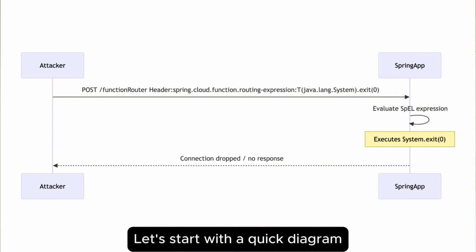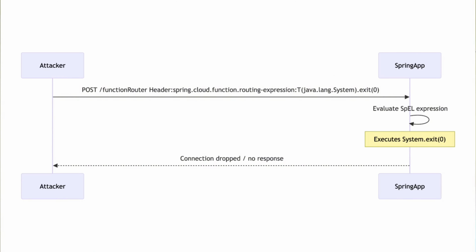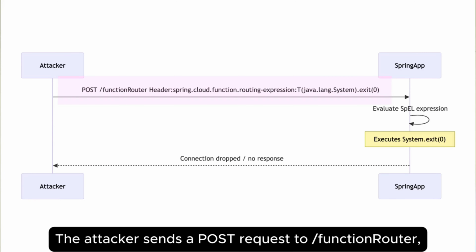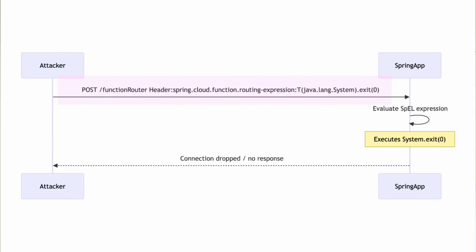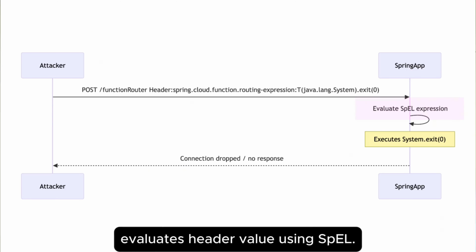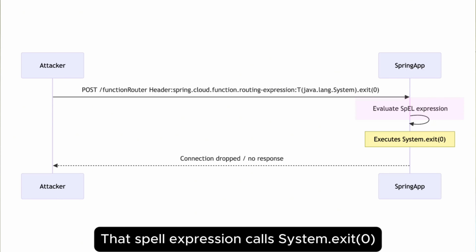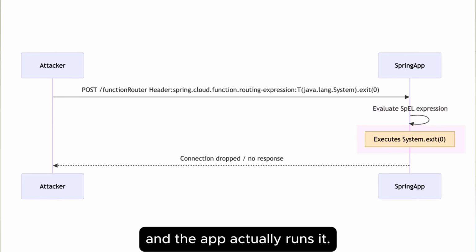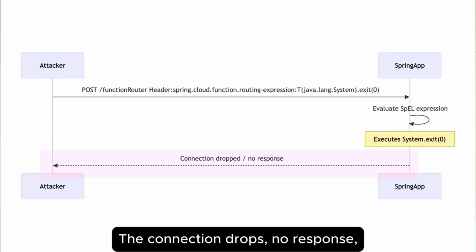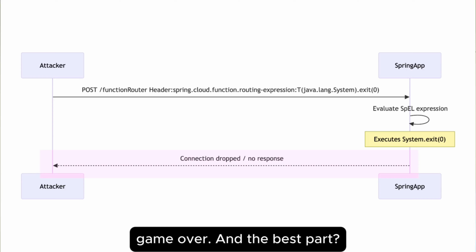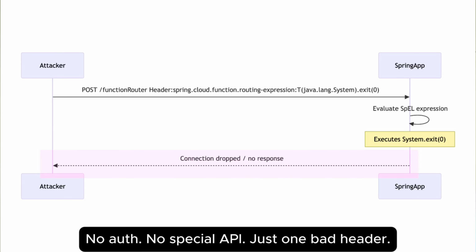Let's start with a quick diagram of how the attack actually plays out. So what's happening here? The attacker sends a POST request to functionRouter, including this dangerous routing expression header. Spring Cloud Function evaluates the header value using SpEL. That SpEL expression calls System.exit, and the app actually runs it. The JVM shuts down and the app goes silent. The connection drops, no response, game over. And the best part? No auth, no special API, just one bad header.